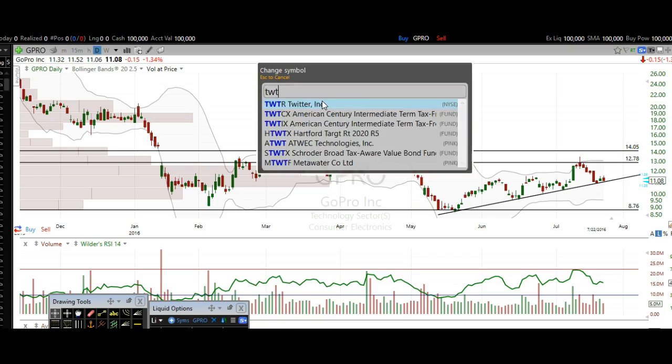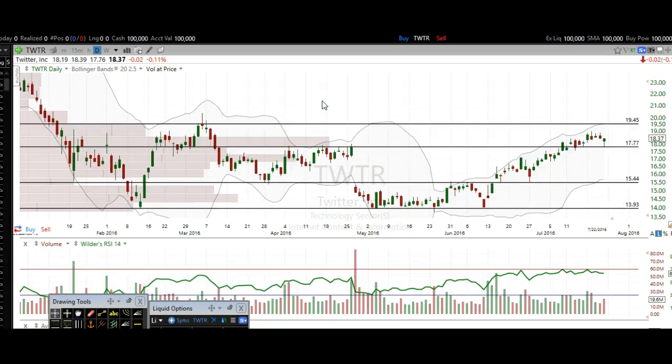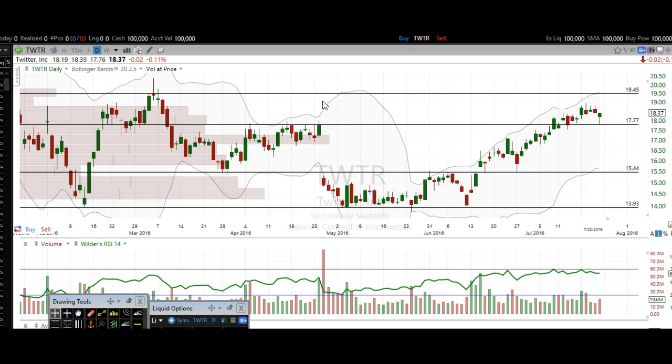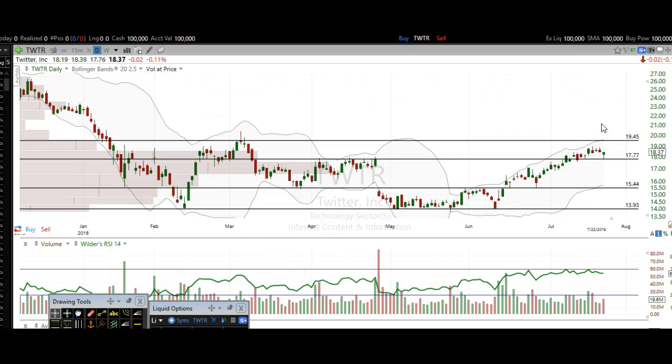And next, I want to be covering Twitter. And Twitter, the key level right here is about 17.75, which is going to be that support. As you can see, it was resistance here, here, here, and then we finally broke over it, and now we came back down, bounced off of it, 17.77 support, and then we've got resistance up here at about 19.50 or so. So 19.50 is going to be that resistance ahead of us.